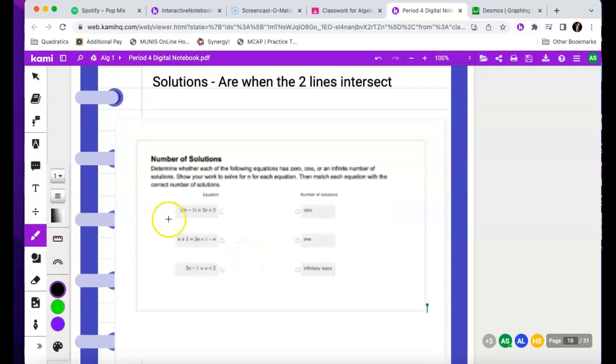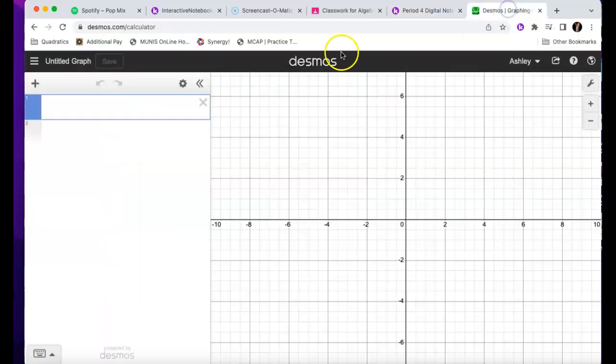So let's look at number 1. We have 2 times n, which is 2n, 2 times negative 1, which is negative 2, and that's equal to 2n plus 2. What I want to do is graph the left side of the equation, 2n minus 2, and the right side of the equation, 2n plus 2. So I'm going to open up a Desmos graphing calculator, and every time we type something in Desmos, we're going to change the variable to x.